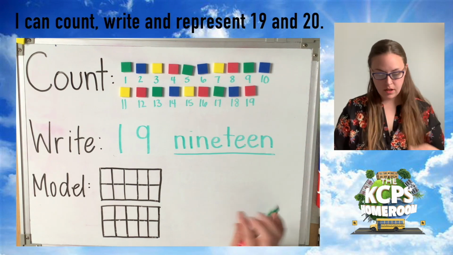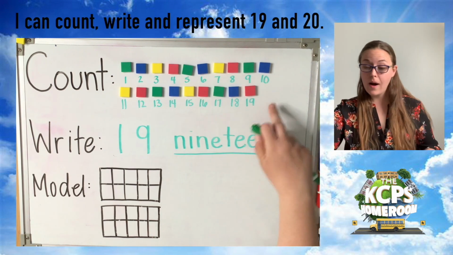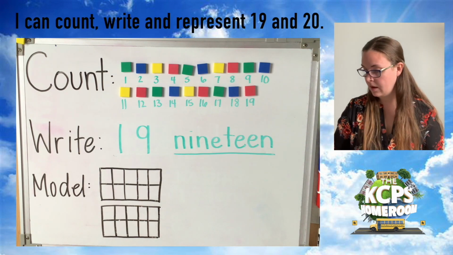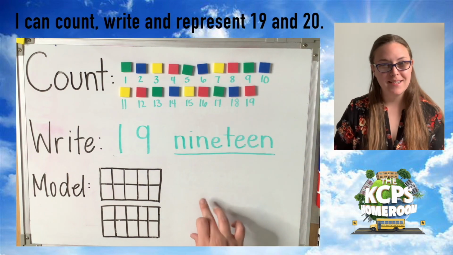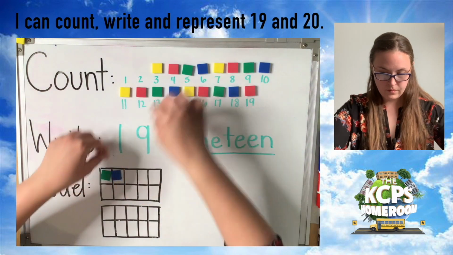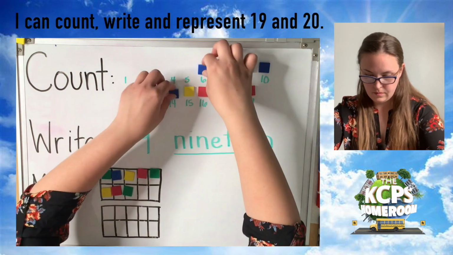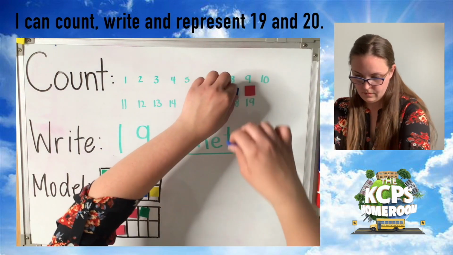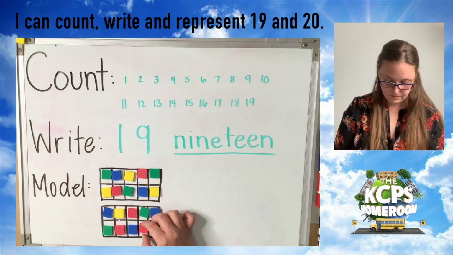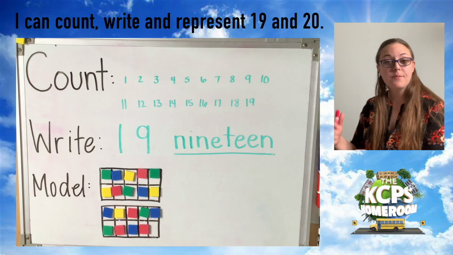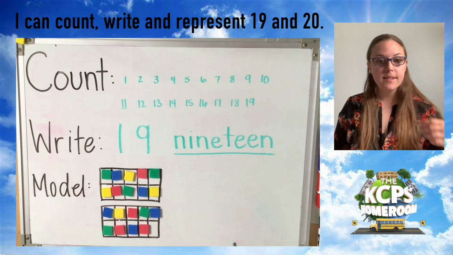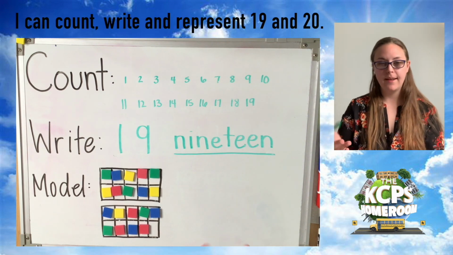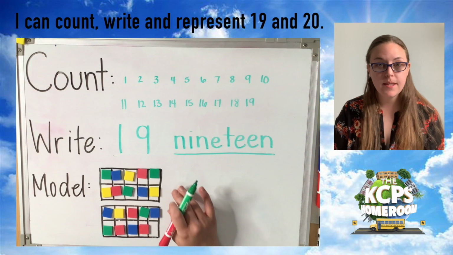Now the last thing we have to talk about today is modeling in our 10 frames. So I'm going to reorganize my counters down here below, and I'd like for you to do the same. When you're done, we'll talk about the groups of 10s and 1s. Here we are, friends, ready to talk about the groups of 10s and 1s that we have in front of us. So this top 10 frame is full. That means we don't have to count it. How many counters live in this top 10 frame?